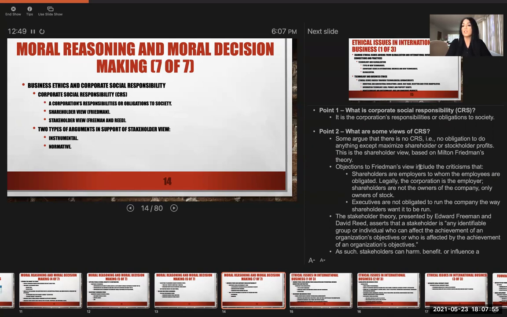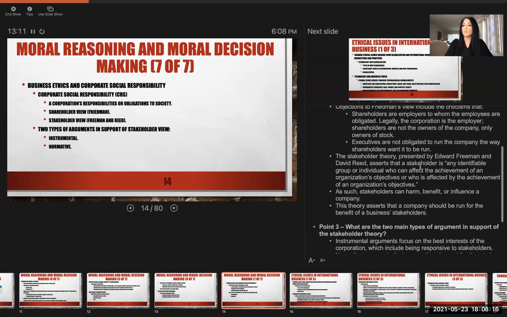Based on Milton Friedman's theory, objections to the Friedman view include the criticism that, one, shareholders are not employers to whom the employees were obligated. And legally, the corporation is the employer. So shareholders are not the owners of the company, only the owners of the stock. Executives are not obligated to run the company the way shareholders want it to be run.